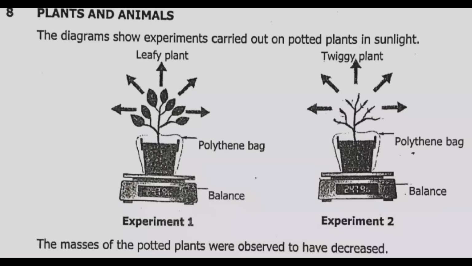Okay, so we know we have got the balance here and the balance here. We have got experiment 1 and experiment 2, and we have got types of plants. You should pay attention to them: twig plant and leafy plant. So you take note of that. Once I've done that, we go to the actual question, which is: the masses of the potted plants were observed to have decreased.